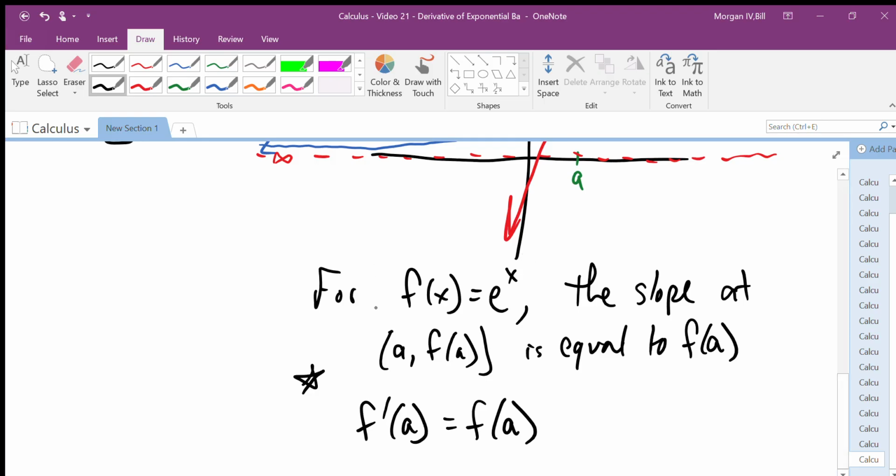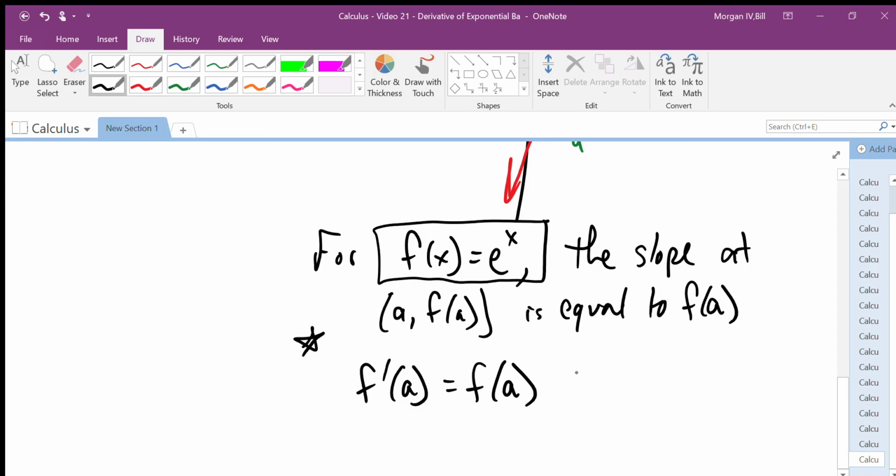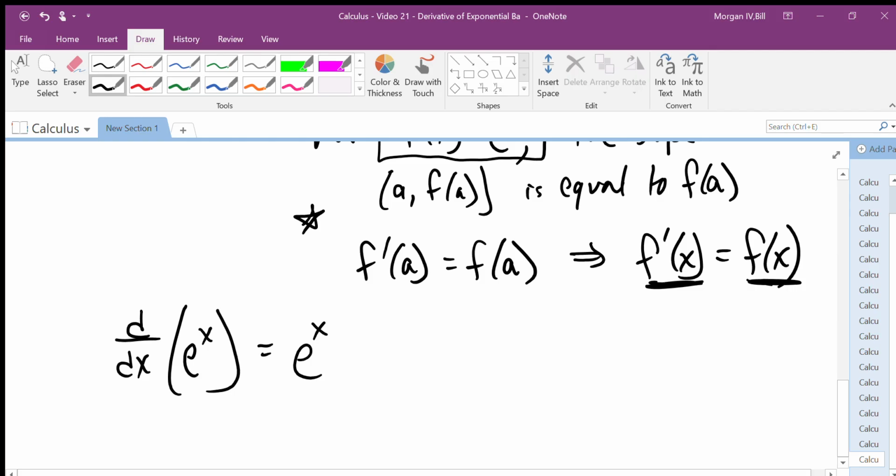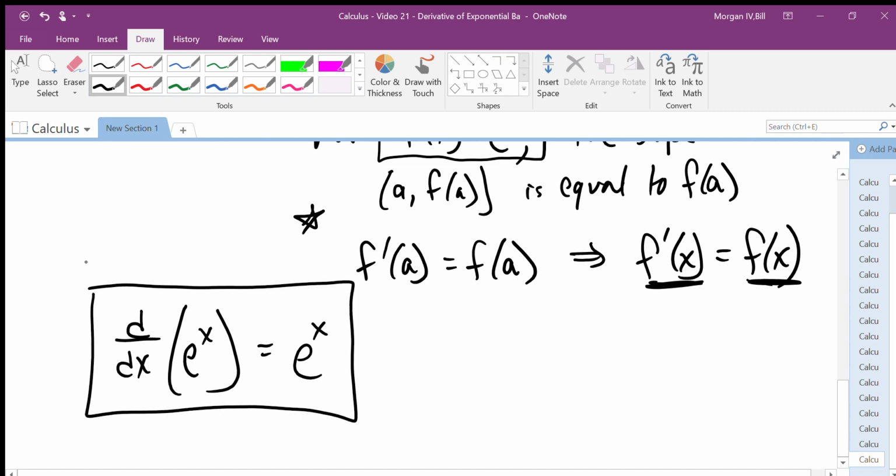For this particular function, f of x equals e to the x, the derivative at every point x is the original function. f prime of a is equal to e to the a, and that works for all x's, for all a values. Therefore, f prime of x is equal to f of x. Or said another way, the derivative of e to the x is equal to the original function, e to the x. It is its own derivative, and that makes it quite useful.